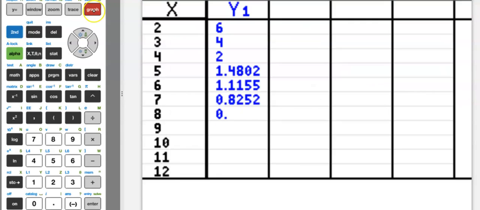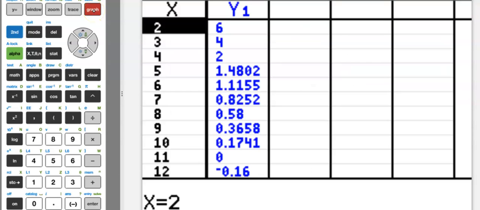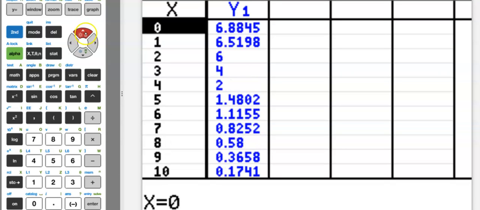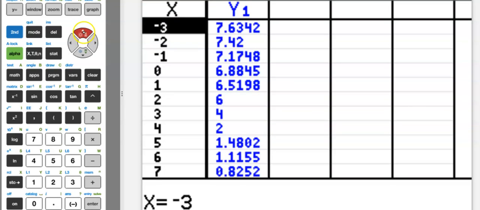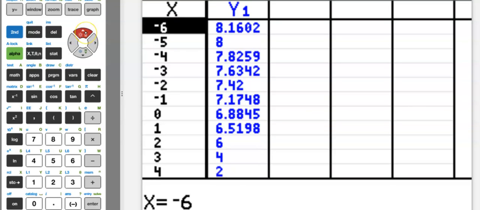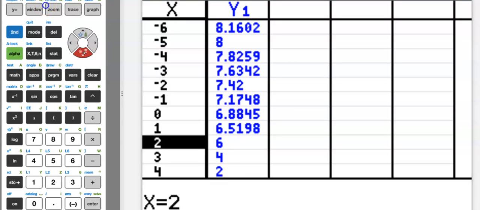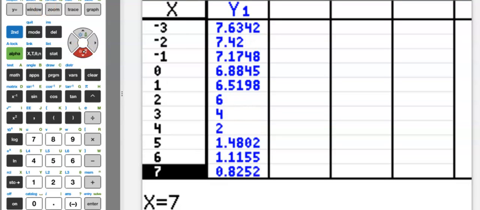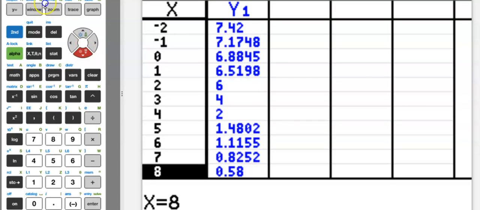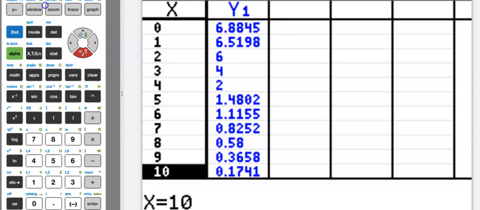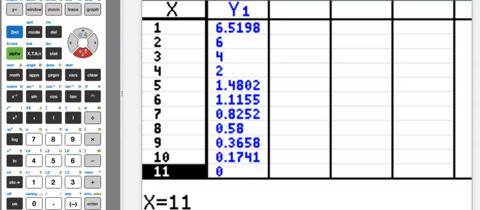So let's go ahead and look at some points. We go back to the second graph, and we want to pick all the points that are going to be good points on the graph, so that's fitting between that 10 by 10. So we see -5, 8; 2, 6; 3, 4; 4, 2; and 11, 0. So that's going to be off our graph a little bit.